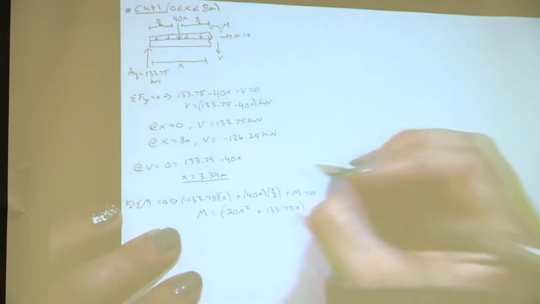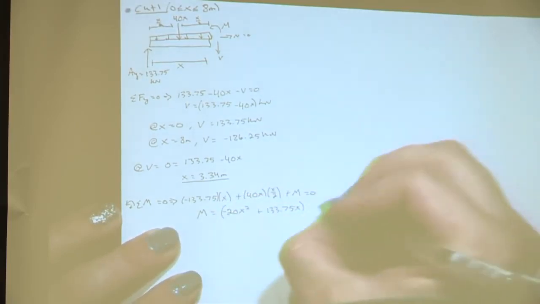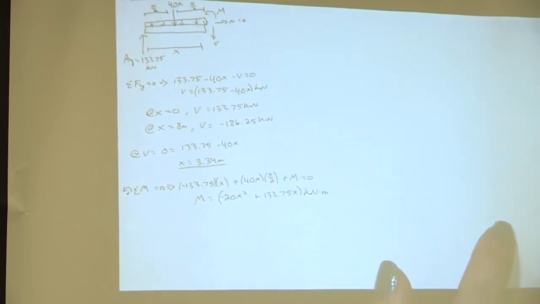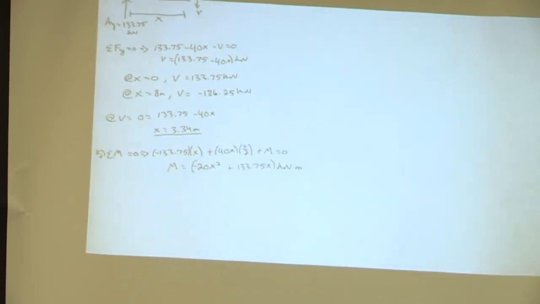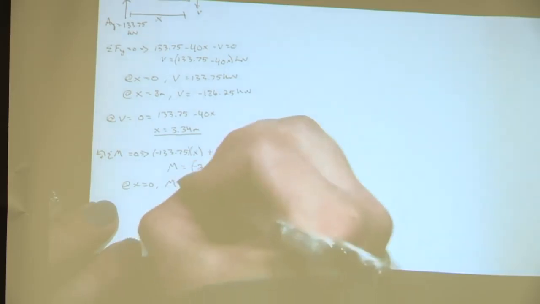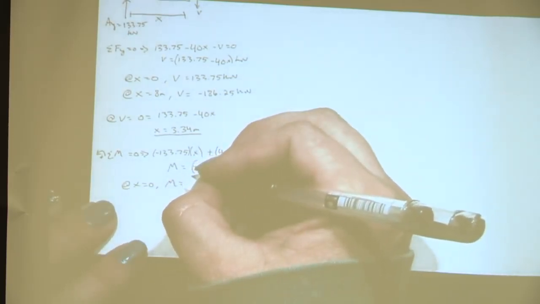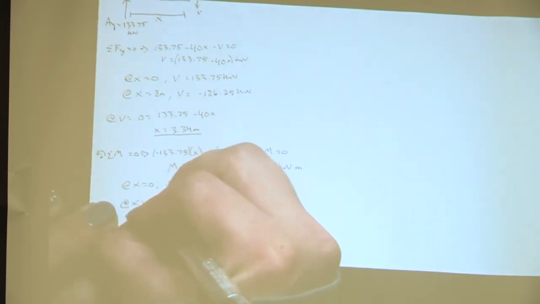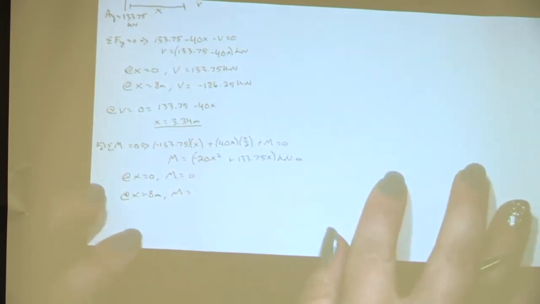And what unit should this be in? Kilonewton meters. Awesome. Okay, so what do we do with this equation? Do the same thing at x equals 0, find the moment, and then at x equals 8, find the moment. Okay, awesome. So at x equals 0, M is equal to what? 0. Awesome, so M equals 0. And then at x is equal to 8 meters, what is M equal to?